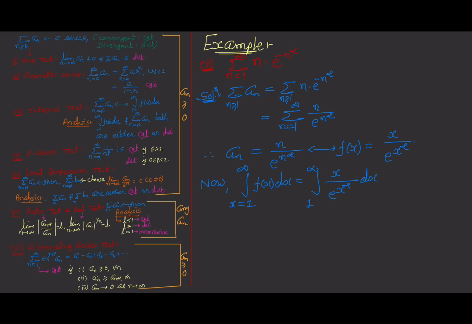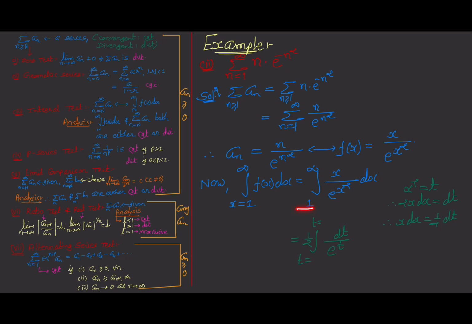So let us see what is happening here. If I assume x square is equal to t, therefore 2x dx is equal to the derivative of t, and therefore x dx is equal to 1 upon 2 dt. So this integration is equal to x dx is 1 upon 2 dt, and e raised to x square becomes e raised to t. I have to write the limits in terms of t.